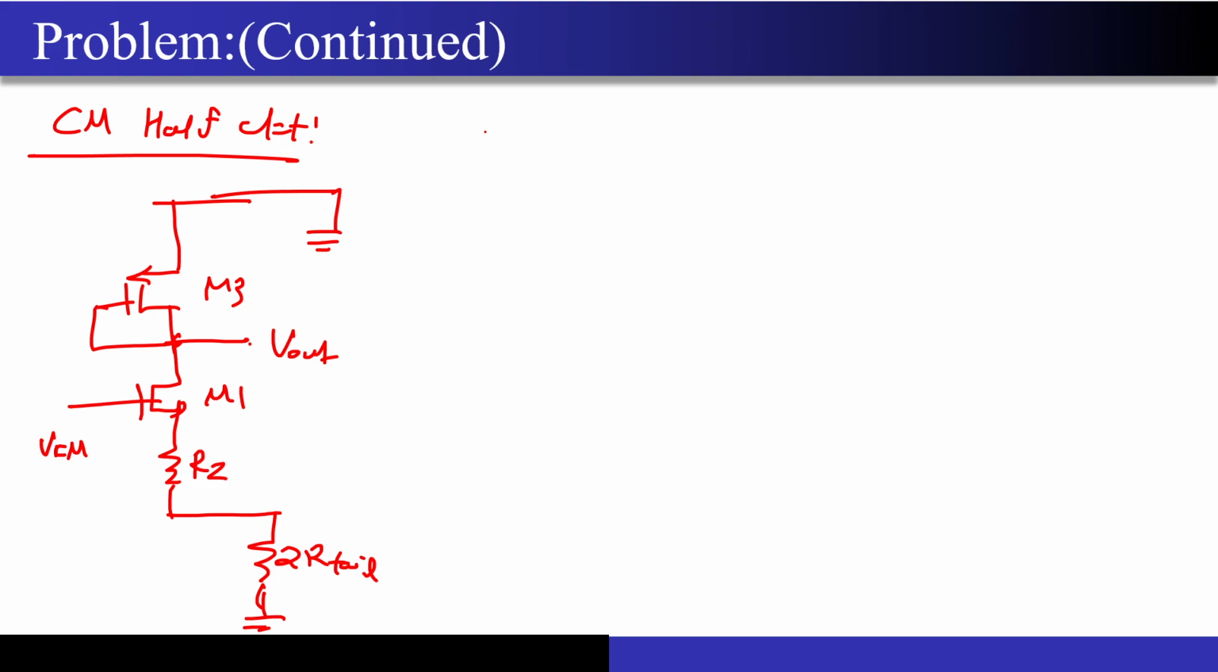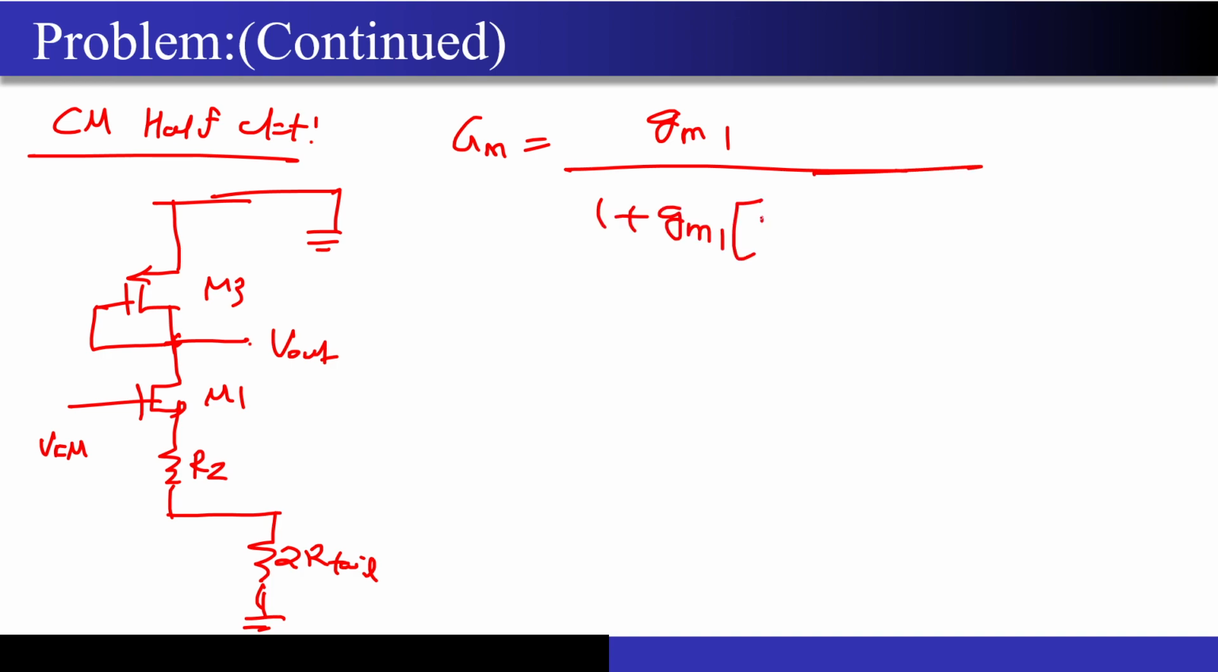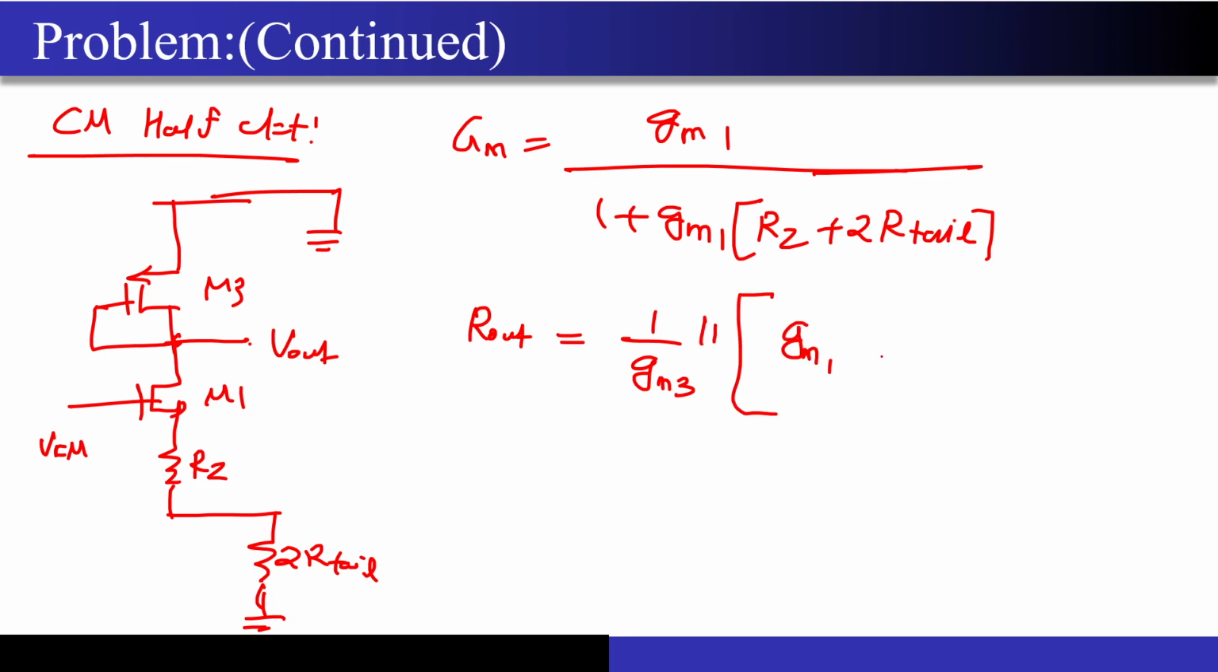Again, if I write the GM, it will be nothing but GM1 upon 1 plus GM1 into whatever resistance is present at the source. What is this resistance? RZ plus 2R tail. Again, look how beautifully the circuit is rejecting the common mode signals by heavily degenerating the circuit. And if I look at the R out, it will be 1 by GM3 in parallel with the impedance looking down. It will be GM1 times RZ plus 2R tail into R01. This will be approximately 1 over GM3.